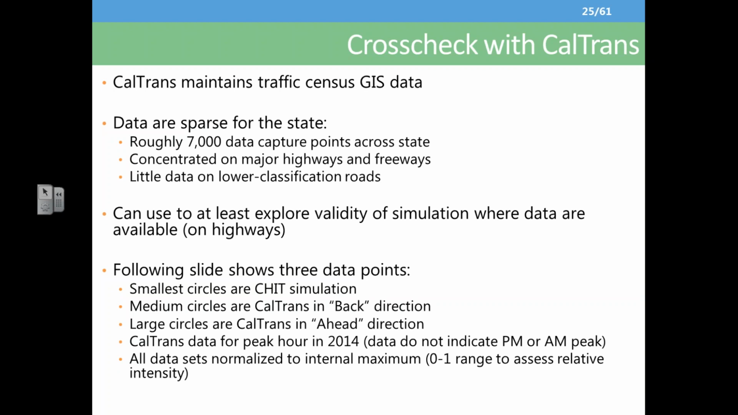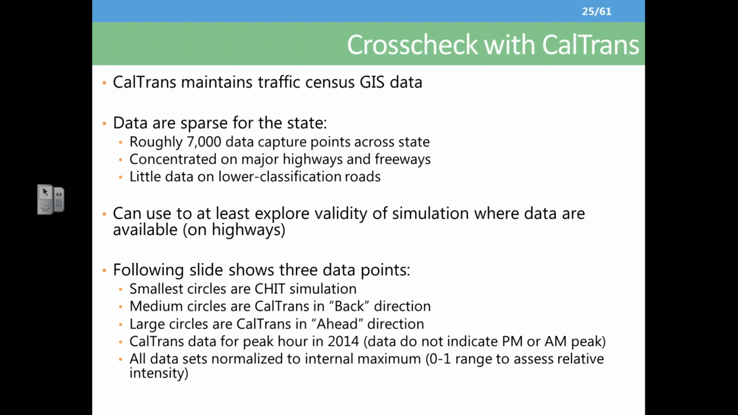So CalTrans maintains traffic census GIS data. In terms of what we want to do, it's actually kind of sparse, 7,000 data capture points across the state. In terms of what CalTrans needs to do and what a lot of planning agencies need to do, it's pretty good, pretty dense. But we want to know information on the lower classification roads, the neighborhood roadways, and that's simply not really in this data set. So it's concentrated on major highways and freeways, with little data available on lower classification roads.